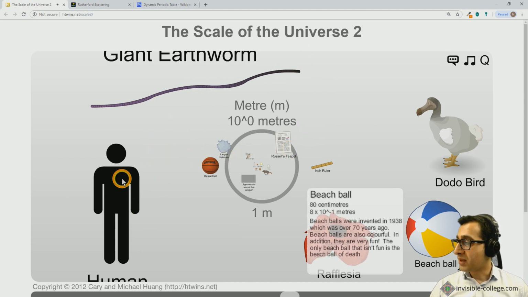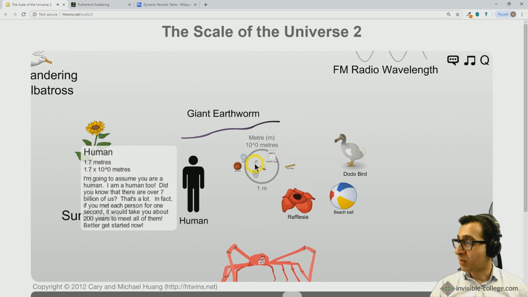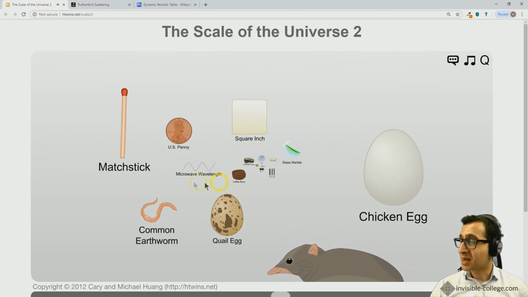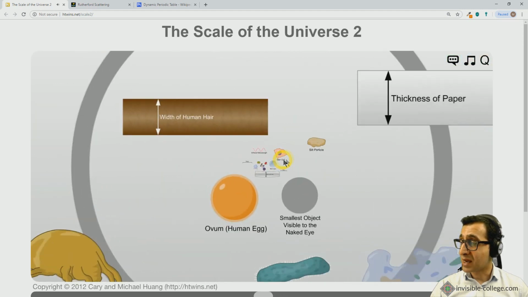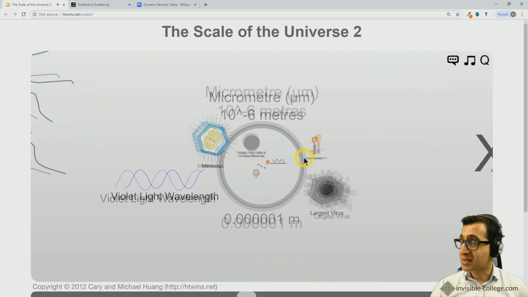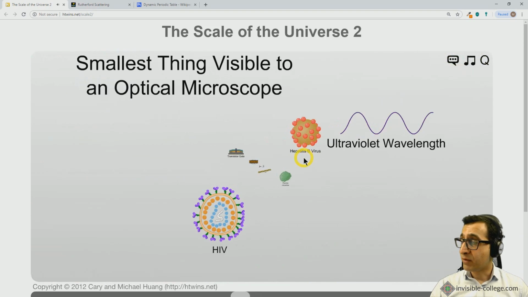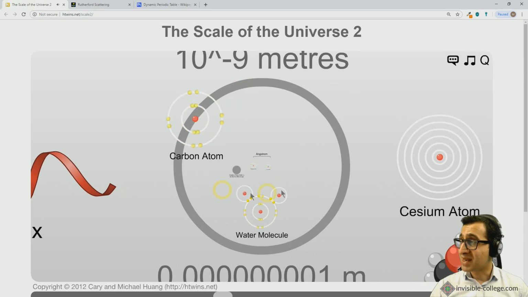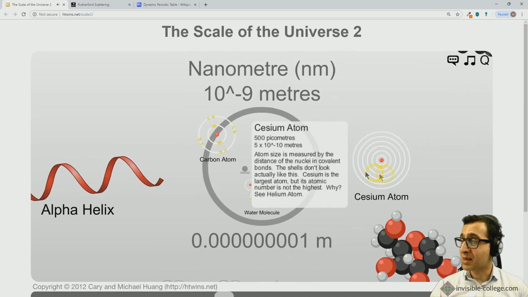So, for example, if we take the average size of a human body, 1.7 meters, and then scroll into this model to see the relative sizes of smaller objects, we would have to go down to a very fine level of detail, a very small scale, before we get to the objects the size of atoms. So now that we're at the nanometer scale, 10 to the power minus 9 meters, we start to see some atoms here. So we can see here a cesium atom.